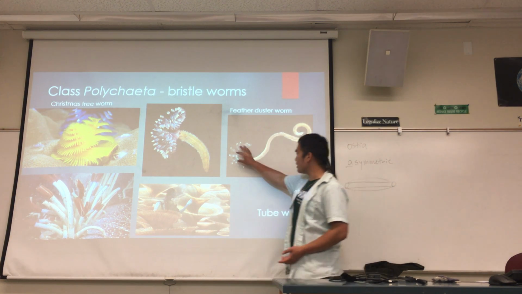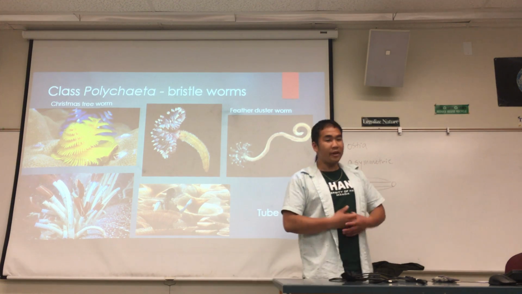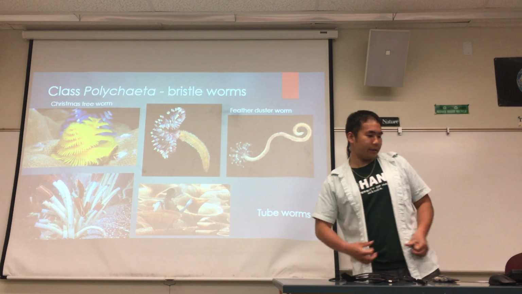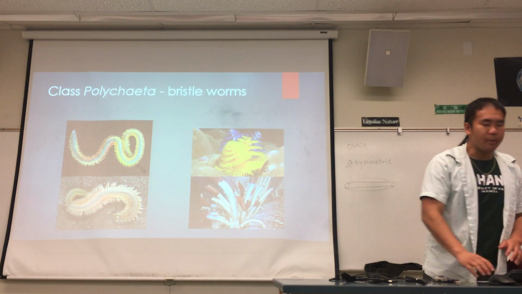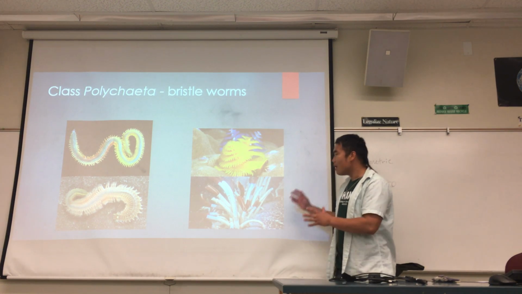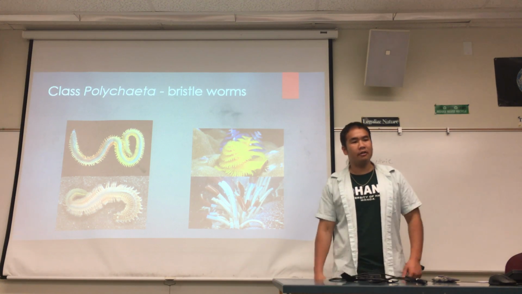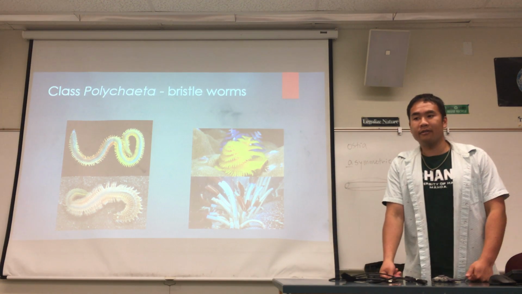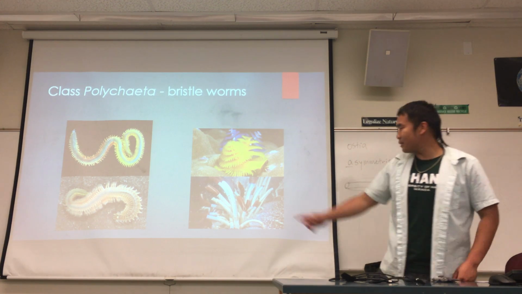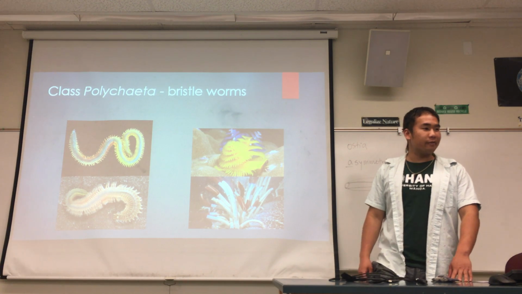And what do you think they use this thing for? They stick it out of their tube. Yep, it's a feeding structure, right? They use it to catch their food. Okay, so let's take a look, right? Let's compare the first polychaetes that we saw with the tube worm polychaetes, right? What is the difference between these two worms in terms of their lifestyle? Okay, they move, right? And these ones, they just stay in one place their whole life, right?